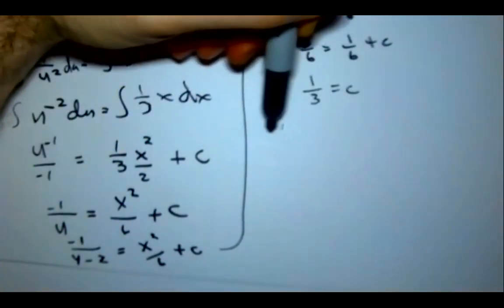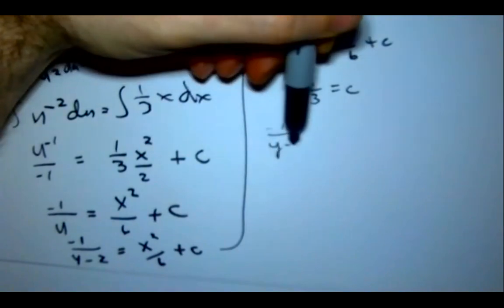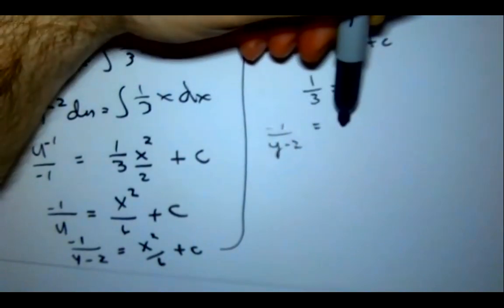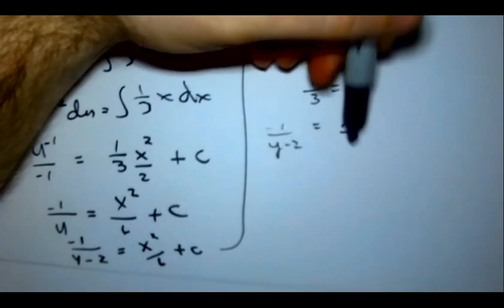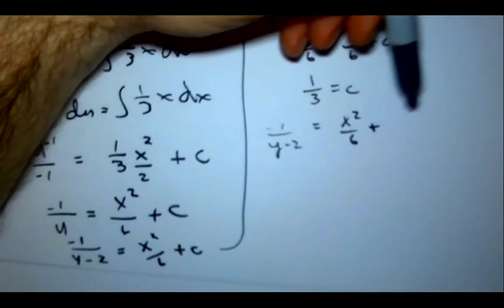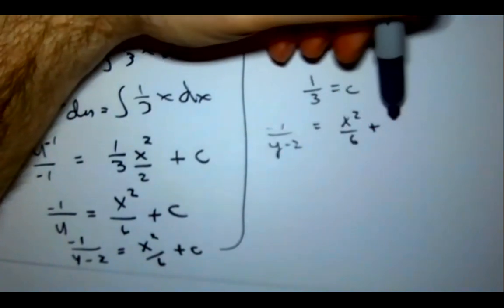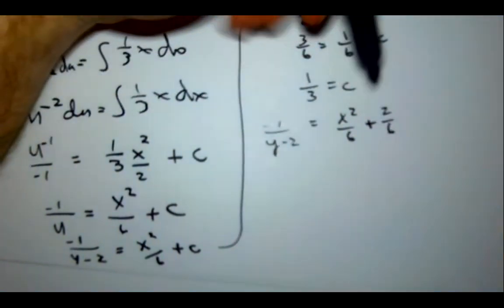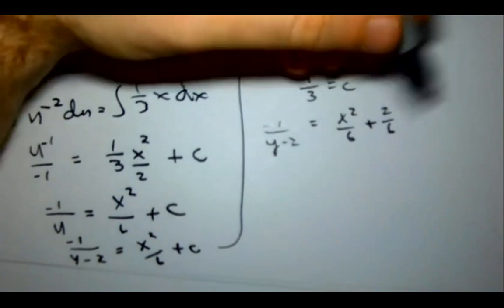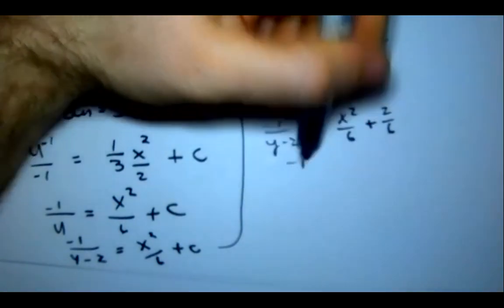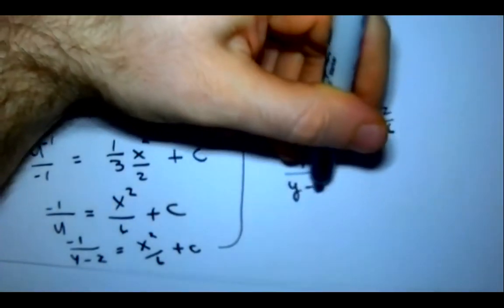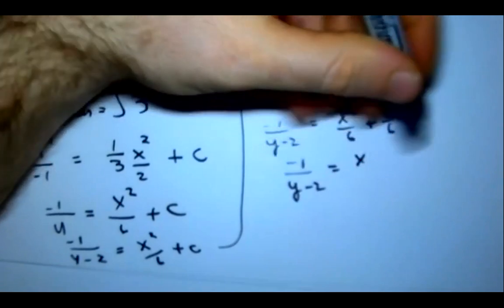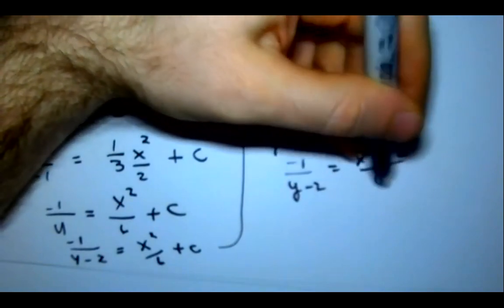Plugging that back in, we've got negative 1 over y minus 2 is equal to x squared over 6 plus 1/3. I'm going to call it 2/6 instead of 1/3, just so that I can common denominator this. There's a lot of ways to express this, and all the ways that are equivalent would get you credit.